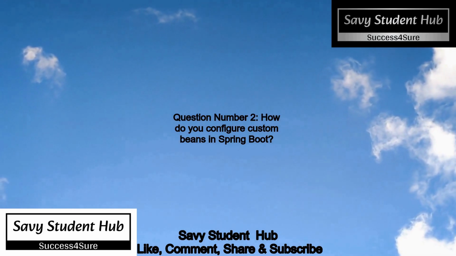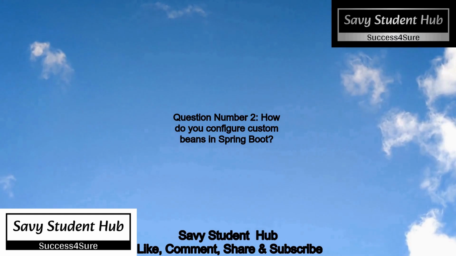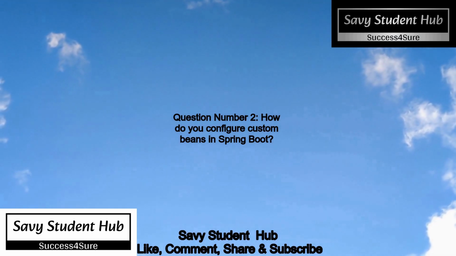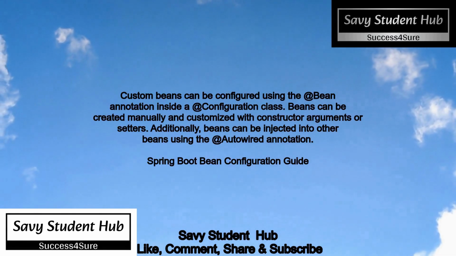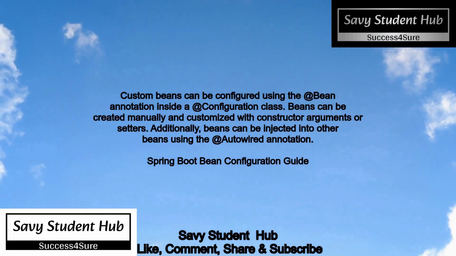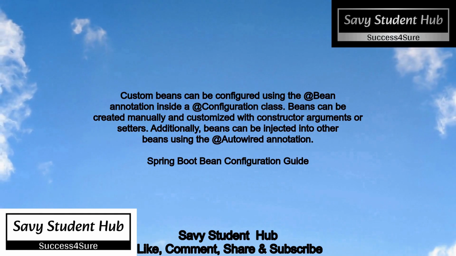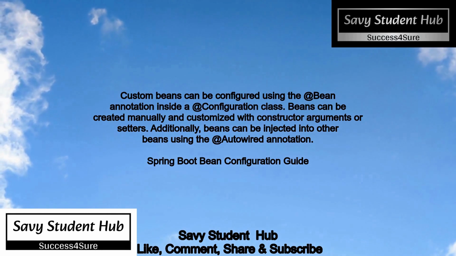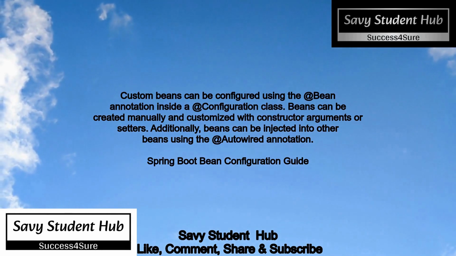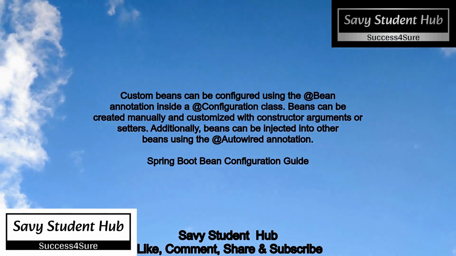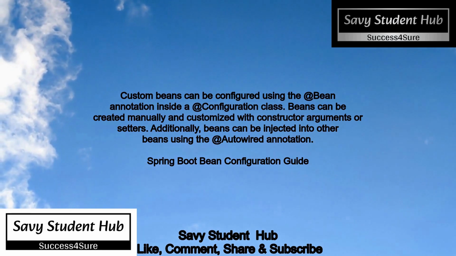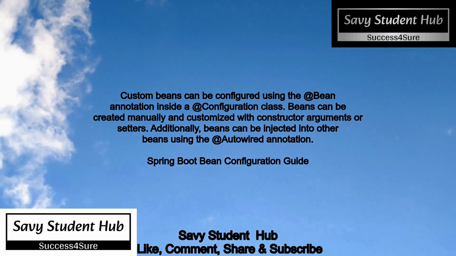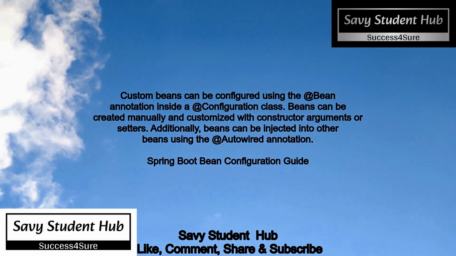Question number 2. How do you configure custom beans in Spring Boot? Custom beans can be configured using the @Bean annotation inside a @Configuration class. Beans can be created manually and customized with constructor arguments or setters. Additionally, beans can be injected into other beans using the @Autowired annotation.